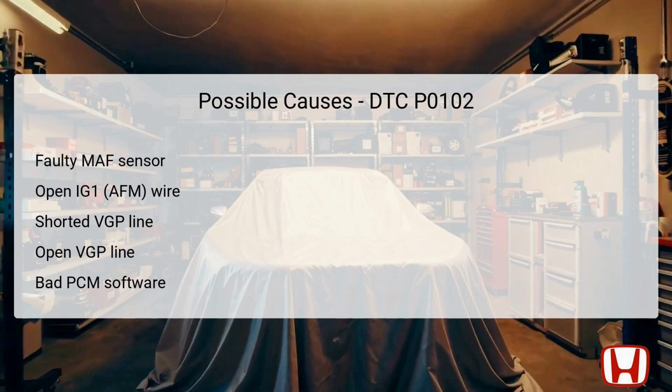Furthermore, a short circuit in the VGP line can lead to incorrect readings, whereas an open VGP line will prevent the circuit from transmitting any signal. It's also possible for the PCM software to be outdated or malfunctioning, which may affect sensor interpretation and output. Each of these issues must be considered and tested systematically during the troubleshooting process to ensure accurate diagnosis and repair.